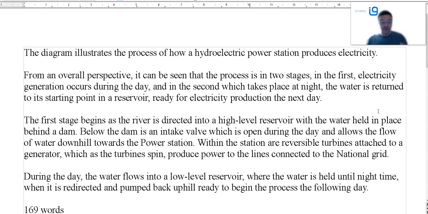And if you look at paragraphs 3 and 4, there's not a lot there. The first stage begins as the river is directed into a reservoir behind a dam, and the intake valve flows down. Anyway, you can see it there, right? So, 169 words, and that's basically it. That's all I would do there. So you've got introduction, overview, and the logical way to arrange this is by stage, also because there is more information on water going down, generating electricity. On the way back, it's just pumped back uphill, ready for the next day. That's it. There's nothing else you can say there.